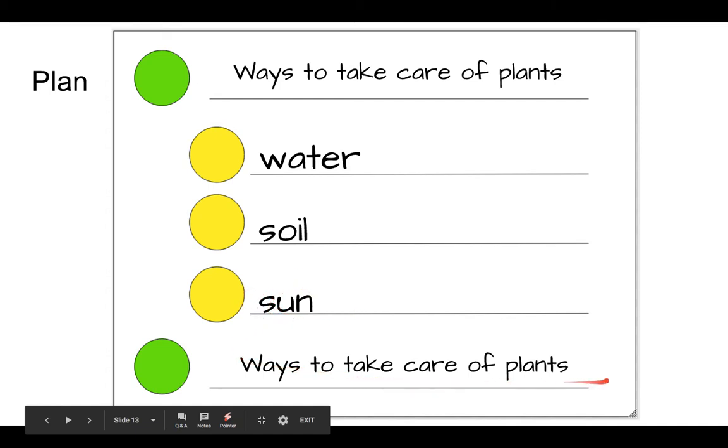I'd close up my planner with ways to take care of plants. I like to just write them at the same time, but you may save that one for last. But it's going to be your topic again, that green in the middle.